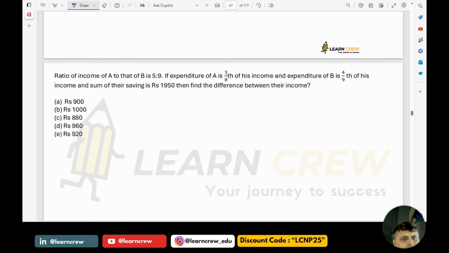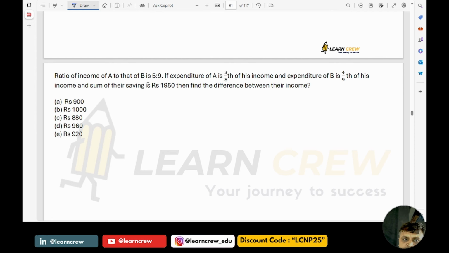Next. Ratio of income of A and B is 5:9. If the expenditure of A is 3/8 of his income and expenditure of B is 4/9 of his income, and the sum of their savings is 1950, then find the difference of their income. So the traditional procedure I am not doing.